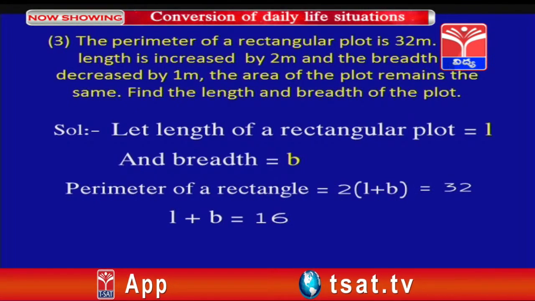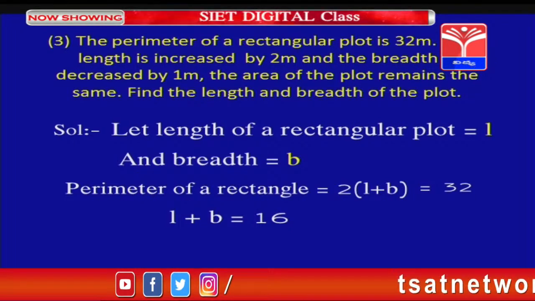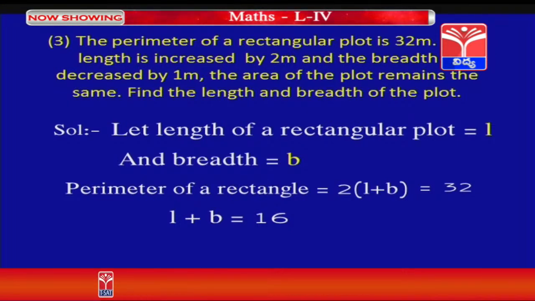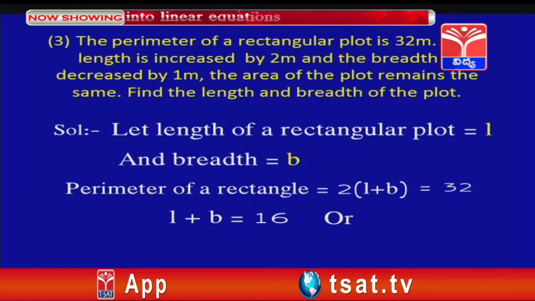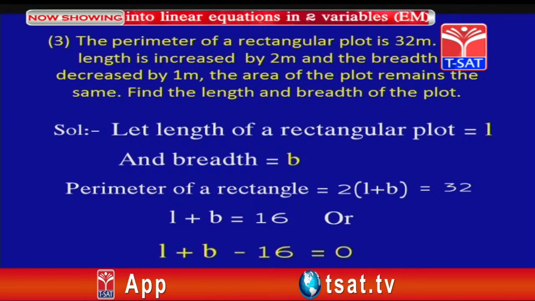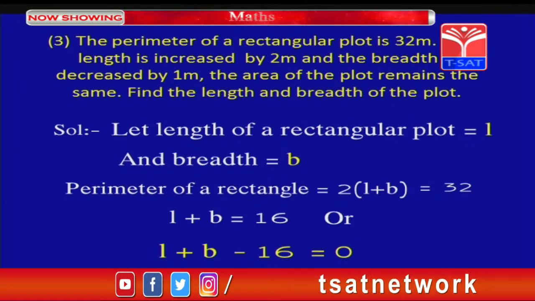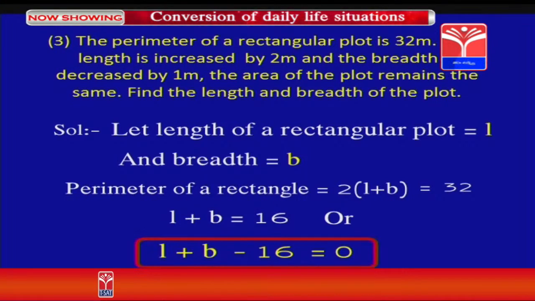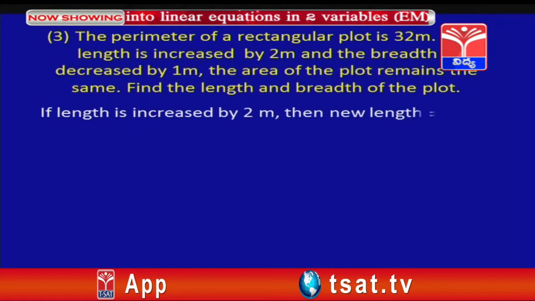If you solve this, 2 into L plus B is equal to 32 means if you transpose 2 to RHS, it becomes division, and 2 16s are 32. So, L plus B is equal to 16, or we can write this as L plus B, and if you transpose 16 to LHS, it becomes L plus B minus 16 is equal to 0. It is the equation in two variables. Now, there is a condition given, that is the second case.